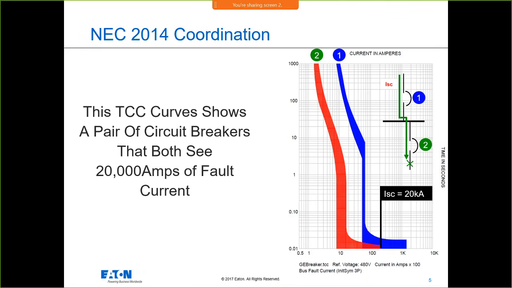If you had selective coordination tables, then you could do an analysis to say, well, the tables that are published tell me I selectively coordinate up to whatever that number is, and if that number happens to be greater than 20,000 amps, then you can say they selectively coordinate. But based upon what we see, we would have to say these are both going to open. Thanks, Don. It's 517.31G in the 2020 code.